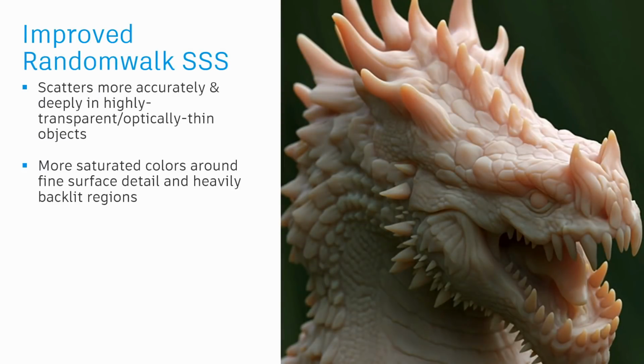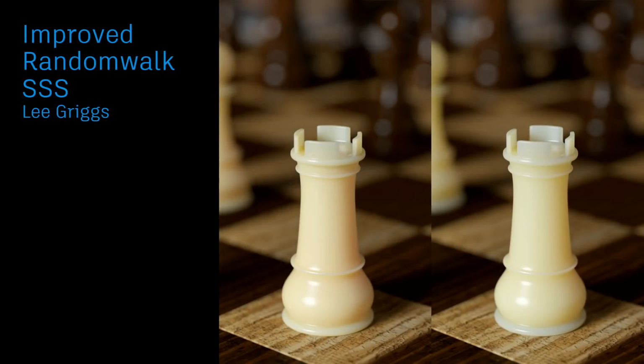Next thing we are adding in Arnold 5.3, we've improved the random walk SSS mode. The random walk SSS is a brute force ray-traced SSS integrator. The new and improved version scatters more accurately and deeply in transparent objects, so the paths are longer and they bounce around a lot more in the shape, making a way more accurate image, especially on thin surfaces. And it has sometimes dramatic effects.